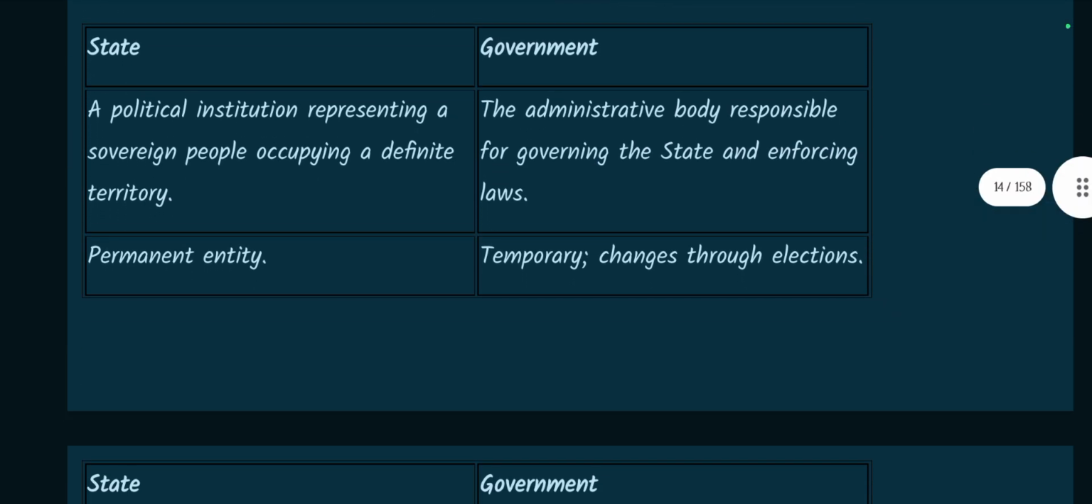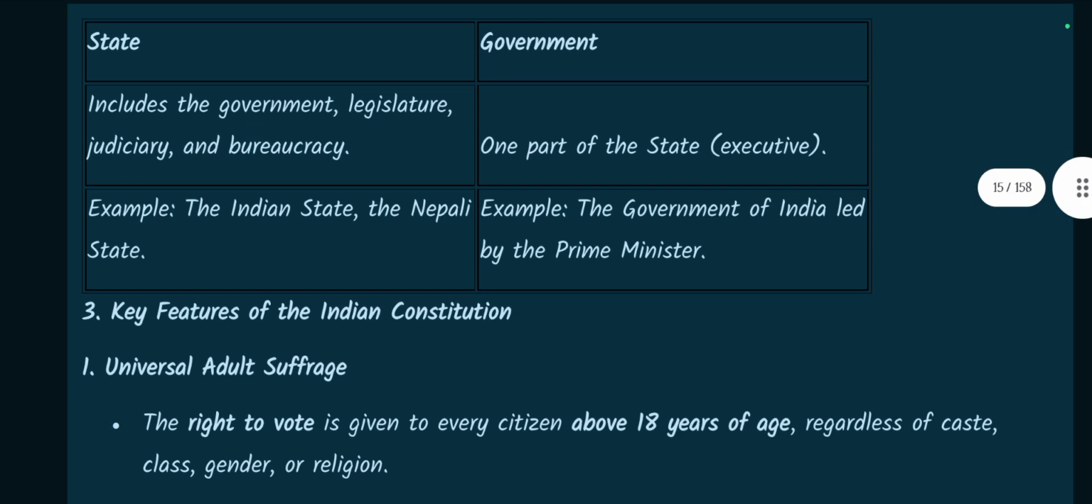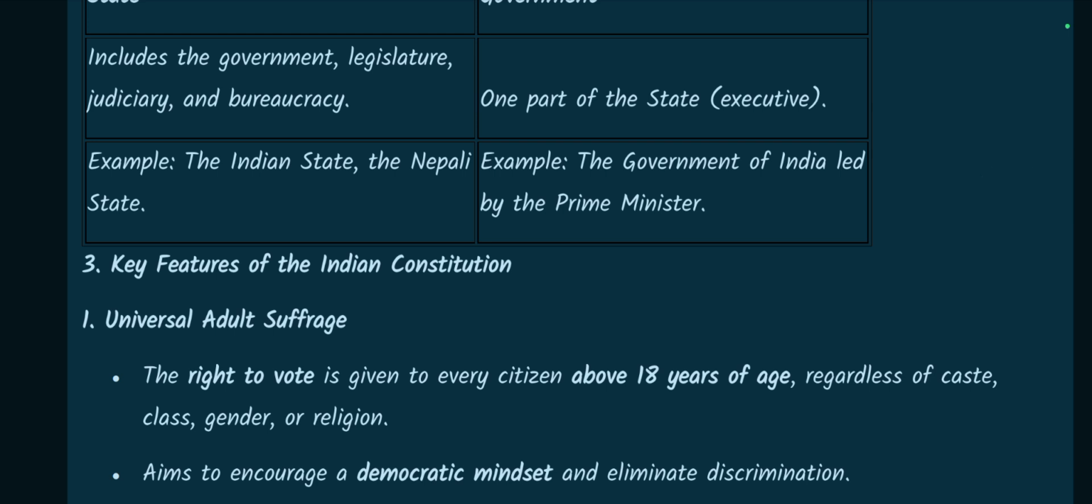But the government is the administrative body responsible for governing the state and enforcing laws, temporary and changes through elections, is a part of the state like the executive. For example, the government of India led by the Prime Minister.